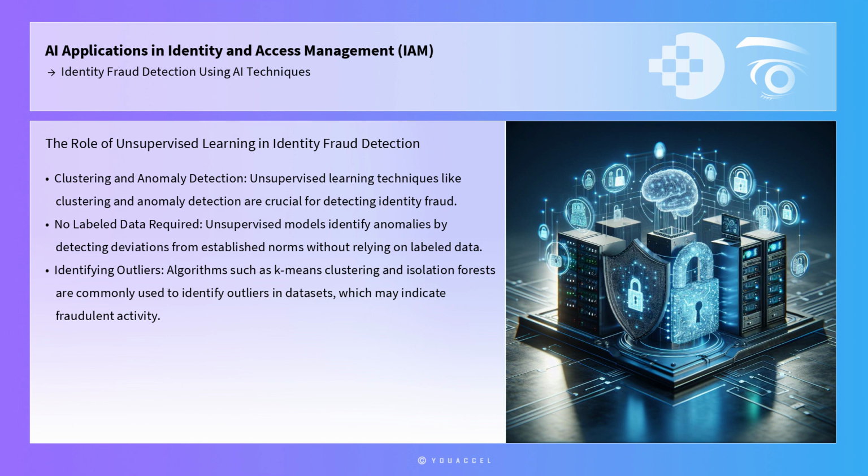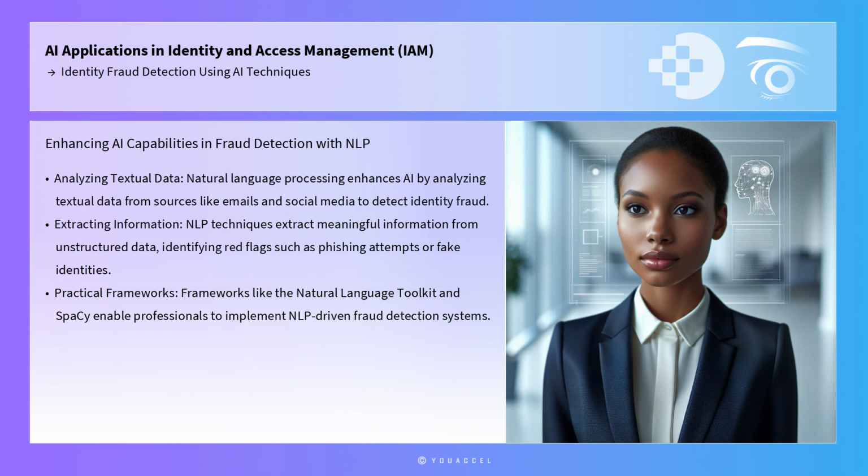Natural language processing further enhances the capabilities of AI in detecting identity fraud by analyzing textual data from various sources, such as emails, social media, and online communications. NLP techniques can extract meaningful information from unstructured data, identifying red flags such as phishing attempts or fake identities. Practical frameworks like the Natural Language Toolkit and spaCy enable cybersecurity professionals to implement NLP-driven fraud detection systems, providing tools for text parsing, sentiment analysis, and entity recognition.